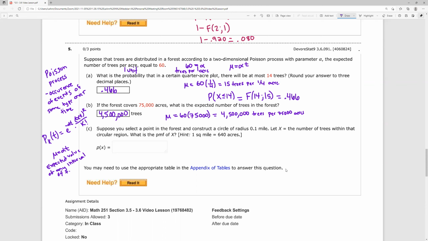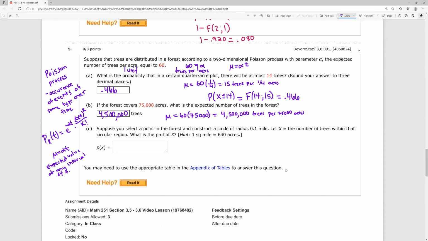Okay, last part for tonight. Suppose you select a point in the forest and construct a circle of radius 0.1 miles. Let X equal the number of trees within that circular region. Okay, so our area is going to be, an acre can be cut many different ways as long as it adds up to the correct square miles.